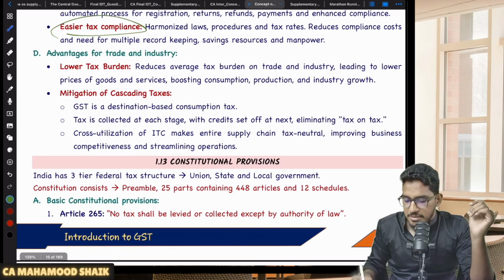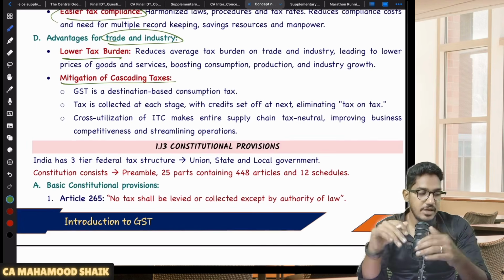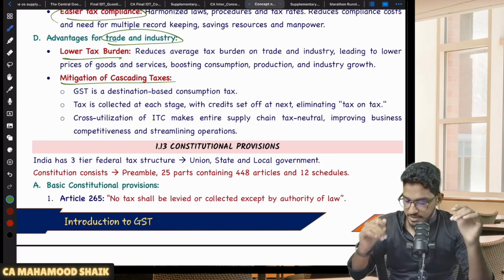And easier tax compliances. Even the trade and industry also will get benefited by way of lower tax burden and mitigation of cascading of the taxes. Even industry and trade is also going to get benefited.